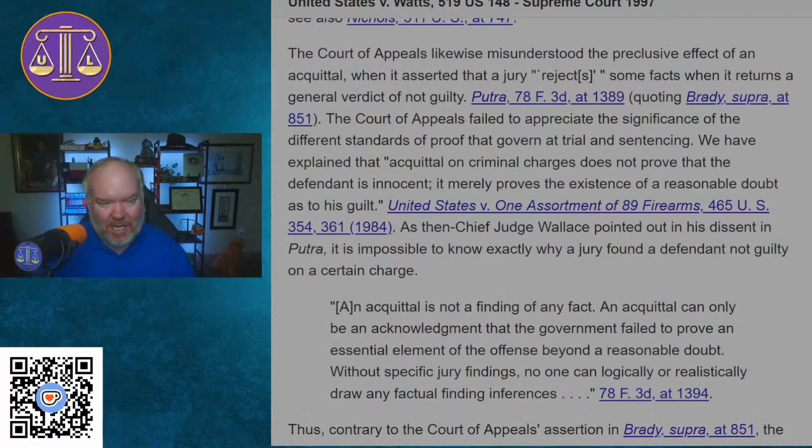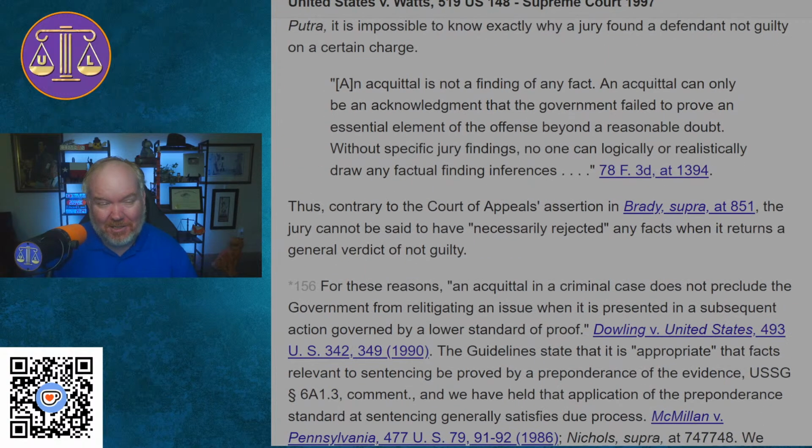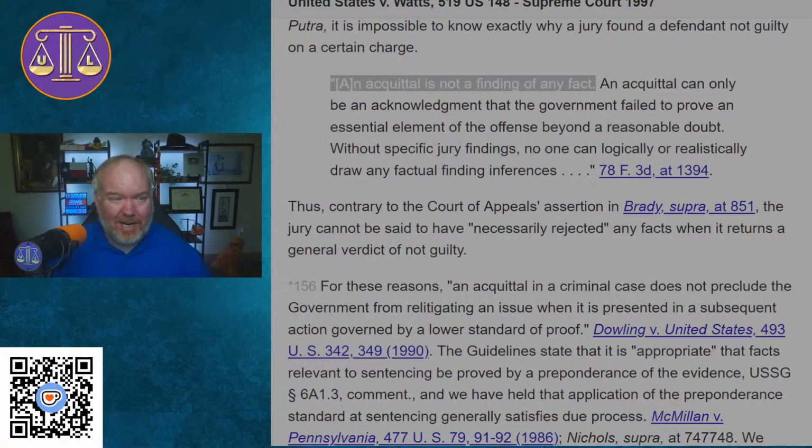As then Chief Judge Wallace pointed out in dissent in Putra, it's impossible to know why a jury found a defendant not guilty on a certain charge. Who has any idea? An acquittal is not a finding of any fact. Oh, okay. I'm glad we cleared that up. And you know how the jury finds facts? Oh, an acquittal is not a finding of any fact. I thought maybe an acquittal might be a finding of fact. Oh, no, it's not. Yeah, that clears that right up.